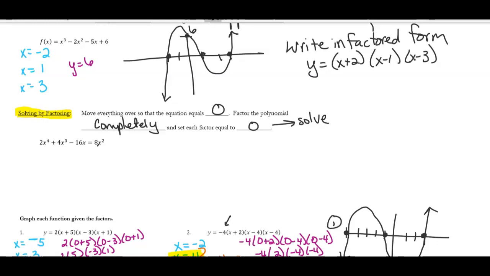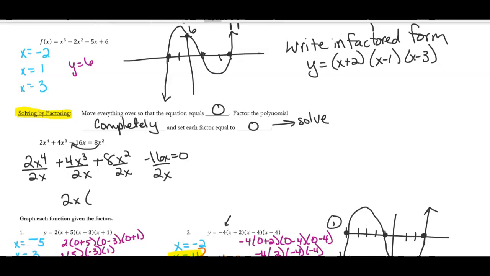Okay, so I need to move this one over, and I need to put it in the correct spot. So 2x to the 4th plus 4x to the 3rd plus 8x squared minus 16x. Now you always want to look for a GCF, and right now you could see I could take out a 2x out of each of these things. And when I take a 2x out, I'm left with x to the 3rd plus 2x squared plus 4x minus 8. Now, you notice that this is a 4-term polynomial.